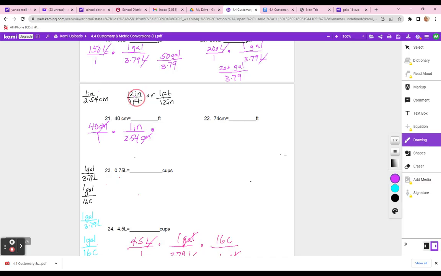So now I can use this conversion factor, because I want to divide out the inches. So I can say 12 inches is 1 foot. Okay, so now the inches divide out. When I do all the multiplying, my answer will be in feet. 40 times 1 times 1 is 40 feet.